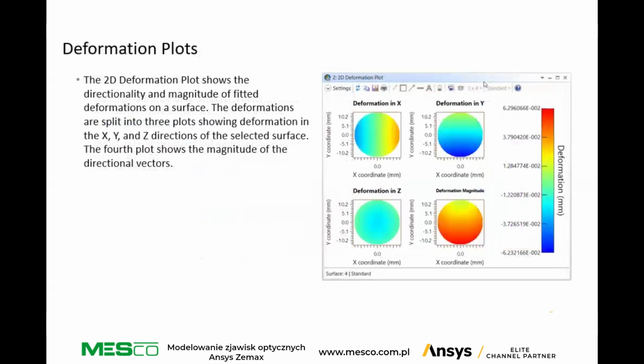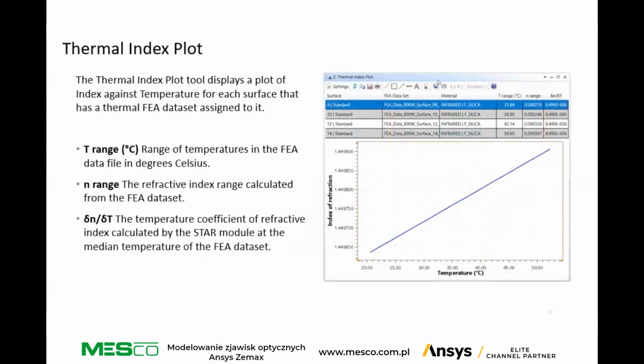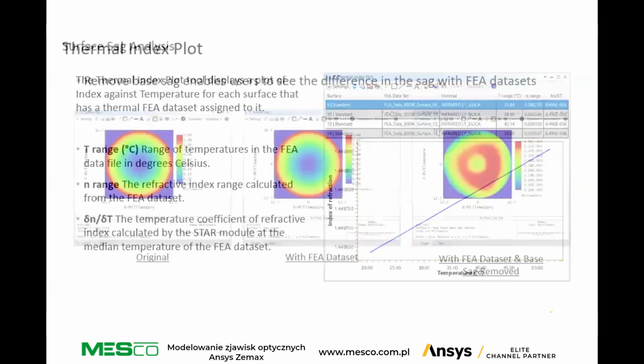There are also deformation plots to show the directionality and the magnitude of the deformation on a surface. And a thermal index plot. This is to display the index against the temperature for each surface that has a data set assigned to it. So you can see how the index is changing with the temperature for each surface.